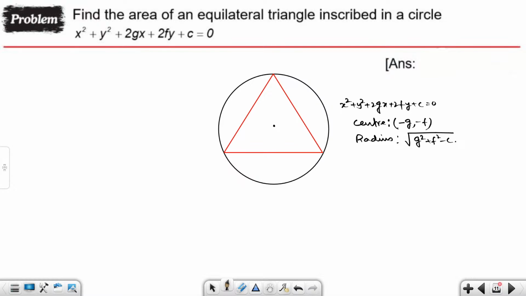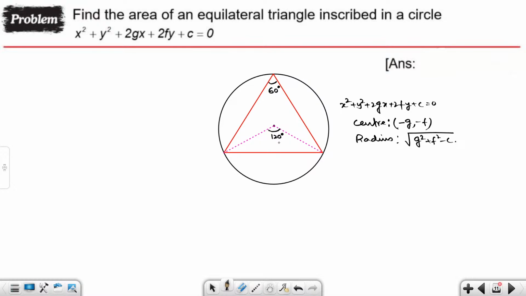Okay, now we have to find out the area of this equilateral triangle. We have to find out the area of this equilateral triangle. Now we all know that this angle is 60 degrees since it's an equilateral triangle. Now if I join these two vertices with the center, what we are going to have, this angle is 120 degree, correct? This angle is 120 degree.